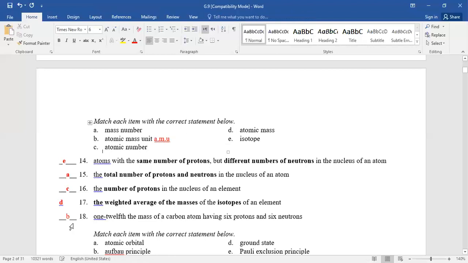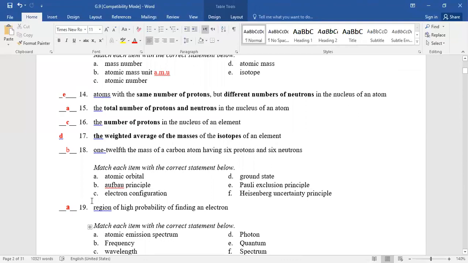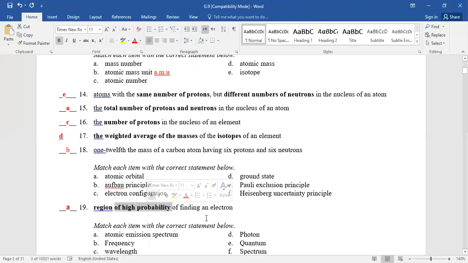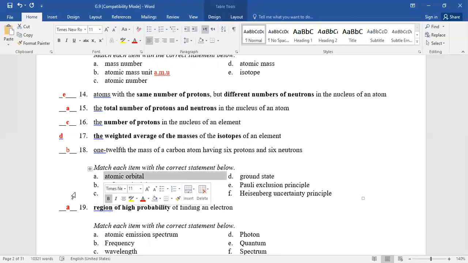Let's get to the other, that's 19. We have a lot of words for one question here: atomic orbital, Pauli exclusion principle, electron configuration, ground state, and Heisenberg uncertainty principle. Number 19 is a region of high probability of finding an electron. The word region and the words high probability are the keys for us, and it will be atomic orbital. So the answer for number 19 will be atomic orbital.